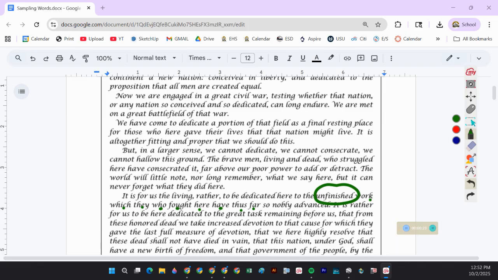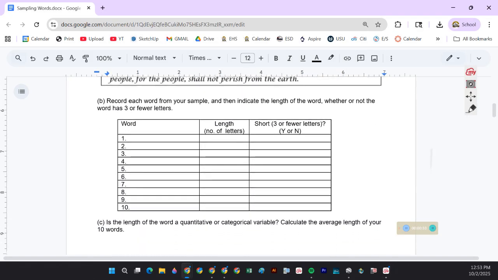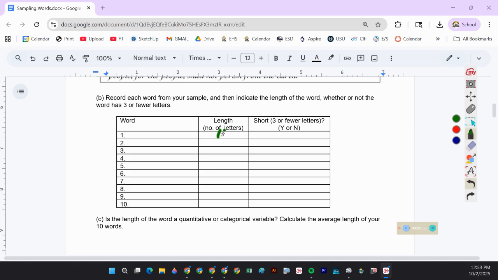Then you're going to count how many letters are in each word. So my first one has 2, 4, 6, 8, 10, and then 4, and then 5, and 4, and 3. So on my chart, my first word had a length of 10. Is that a short word, which is 3 or fewer letters? No. And then 4, and then 5, and then 4, and then 3. So this would be no, no, no, yes. So you're going to do that with all 10 words. I'll pause the video, go ahead and do that.